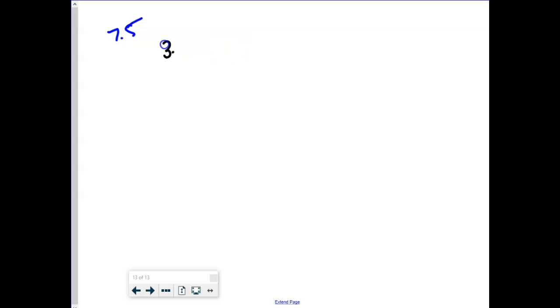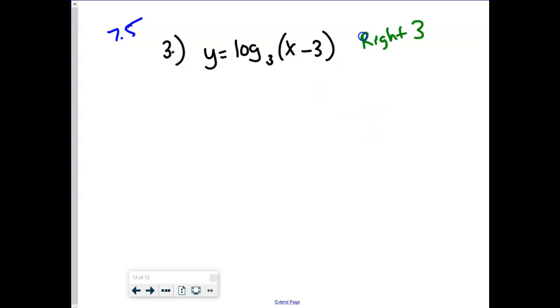So number 3 on worksheet 7.5 is a log base 3, but then it's not of x, it's of x minus 3. So this logarithm is left 3? It's right 3. Okay. So this has been shifted right 3, which adds like a whole nother level of fun to this problem. So I'm going to promise you that on your test on Wednesday, your logarithms will not have transformations in them.